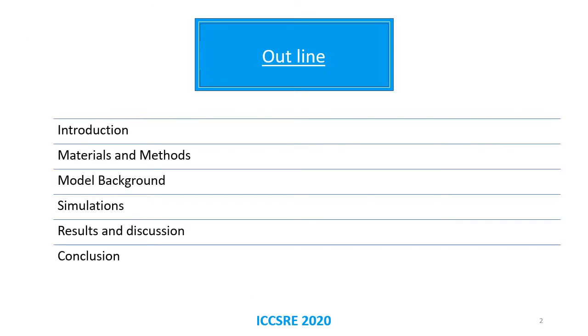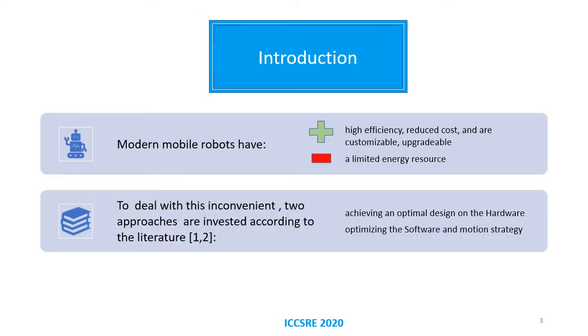So this is the outline that I'll be going through as the presentation progresses. Modern mobile robots have many advantages: high efficiency, reduced cost, customizable, upgradable. Their main disadvantage is a limited energy resource because of a relatively small capacity of batteries. To deal with this inconvenience, two approaches are investigated according to the literature.